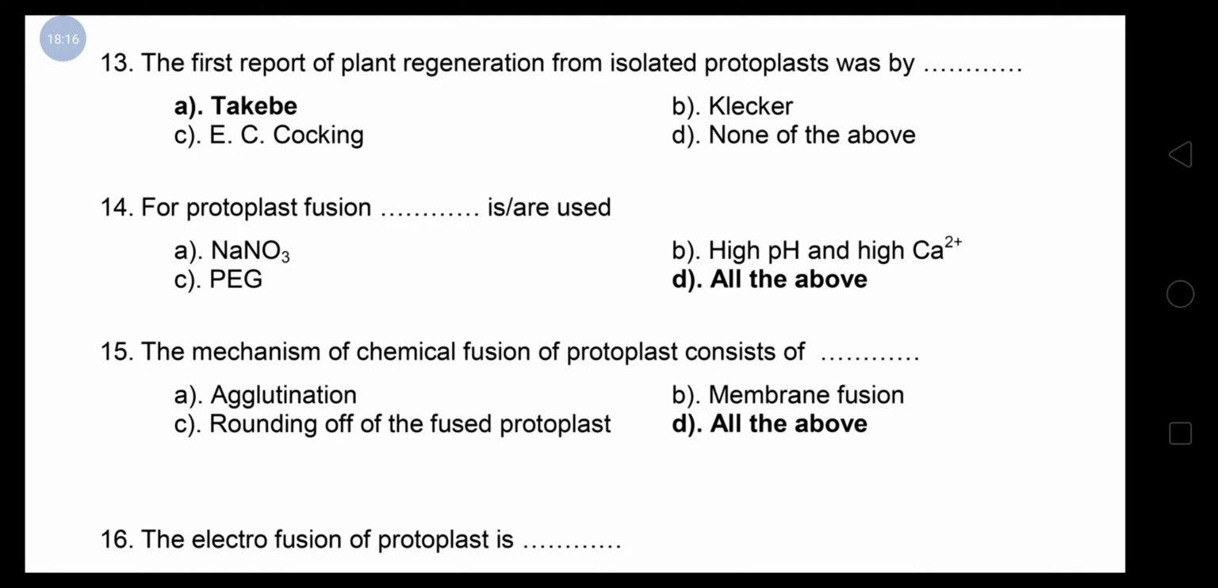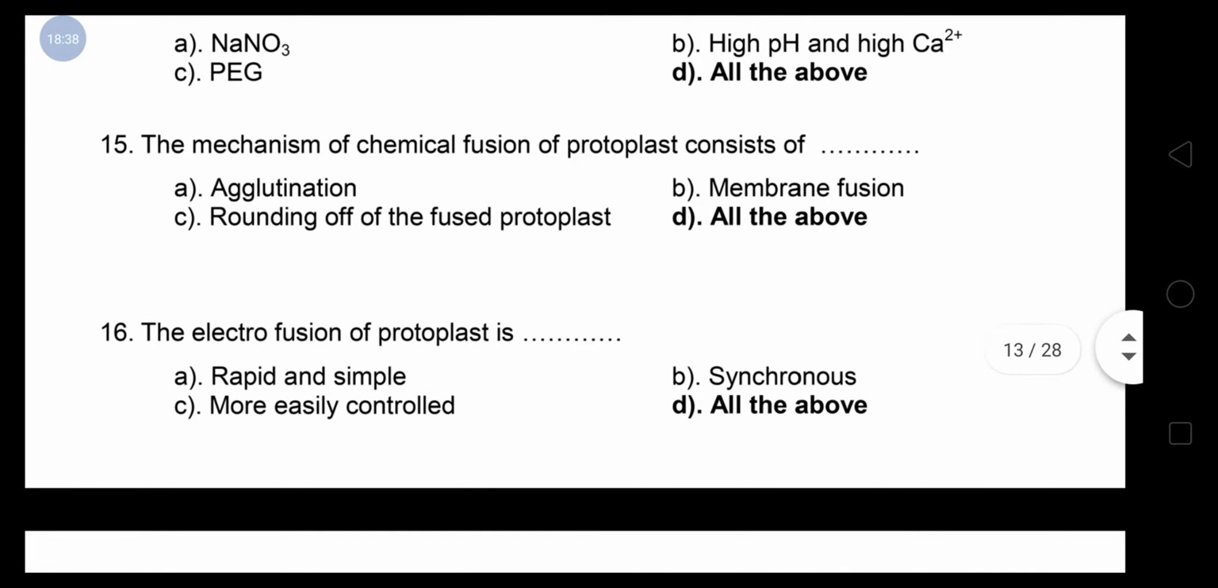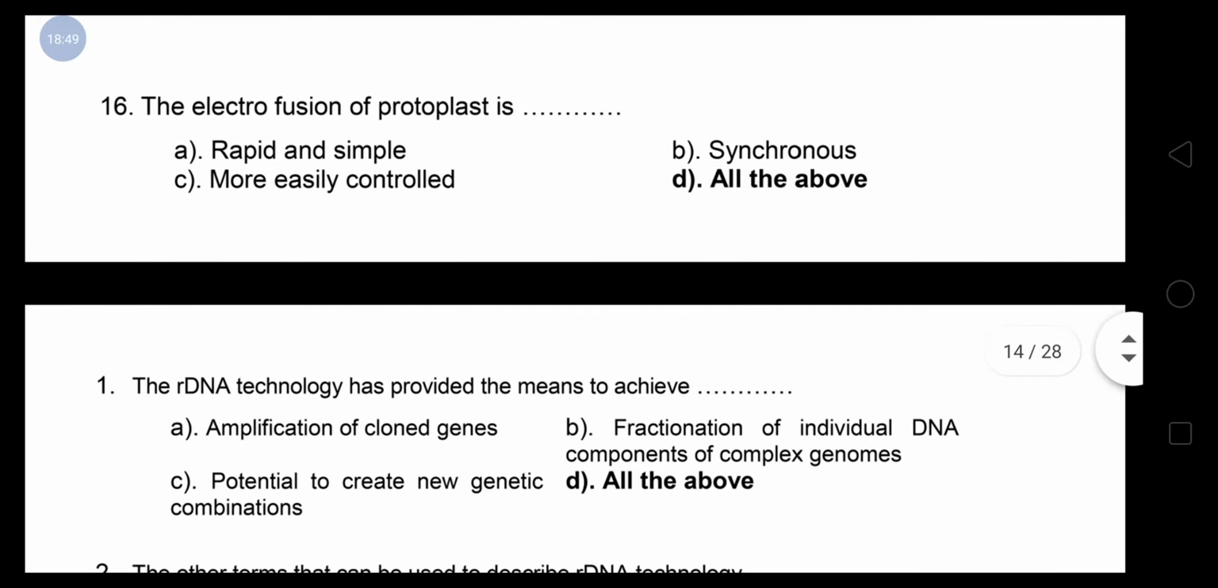The first report of plant regeneration from isolated protoplast was done by Takebe. For protoplast fusion, NaNO3, that is sodium nitrate, high pH, high calcium concentration, then polyethylene glycol, that is PEG concentration is important. The mechanism of chemical fusion of protoplasts consists of agglutination, membrane fusion, and rounding off of fused protoplast. Electrofusion of protoplast is rapid and simple, synchronous, and more easily controlled.